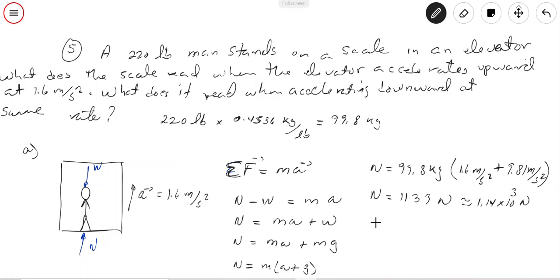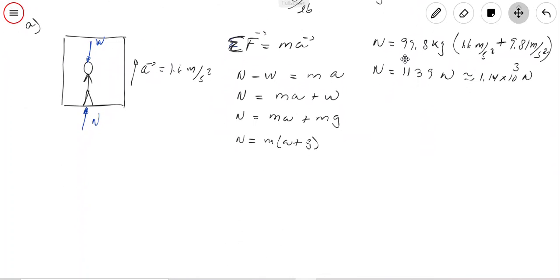But as the elevator is accelerating upward, we have to add the acceleration of gravity with the acceleration of the elevator, so the apparent weight of this person is greater than the actual weight, due to the acceleration of the elevator. Now let us analyze what happens downward, when the elevator is going downward.